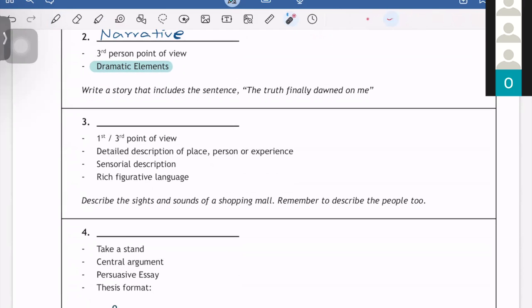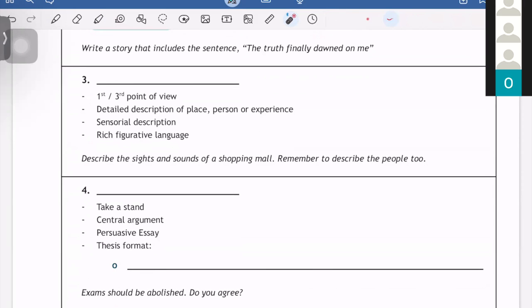Third, this can be first person point of view or third person point of view. Emphasis is on your detailed description. This is a giveaway already. Sensorial description, so your 5 senses. And emphasis on your figurative language as well. This is your descriptive.